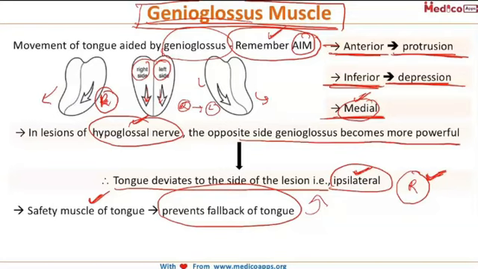Okay, so even during sleep apnea, sometimes the fallback of the genioglossus muscle happens. Why does it not happen during normal sleep? Because the drive is not lost during regular sleep. Therefore, the tongue does not fall back. But in sleep apnea cases, the tongue tends to fall back.